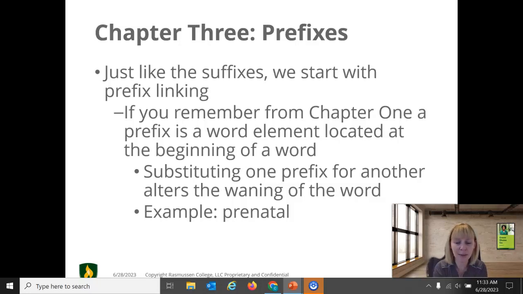So we have an example here on the screen. We have the term prenatal, and it does in fact have a word root, a suffix, and a prefix. The prefix here is pre, P-R-E, and that means before. Our word root is nat, or nato, and that is birth. And then al is our suffix, and that means pertaining to. So prenatal means pertaining to the time or the period before birth. That would be the entire pregnancy leading up to birth.